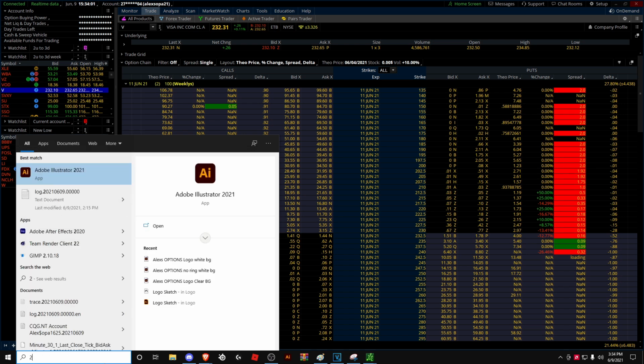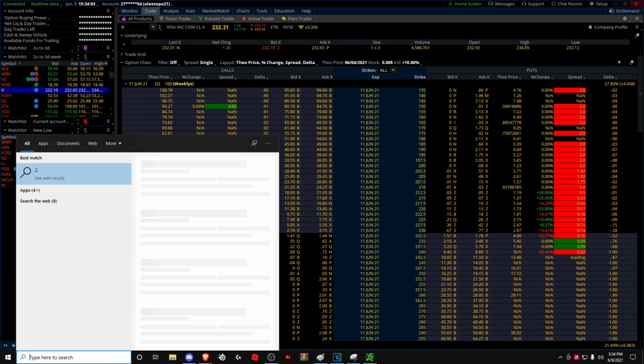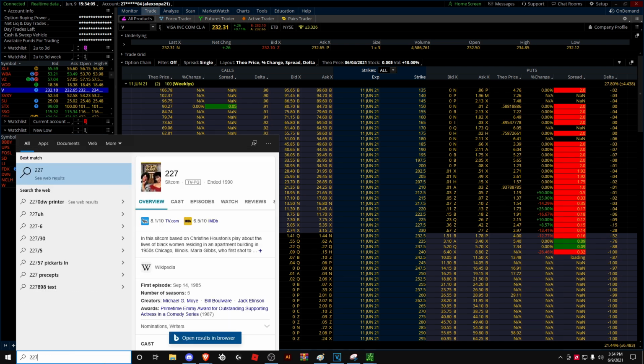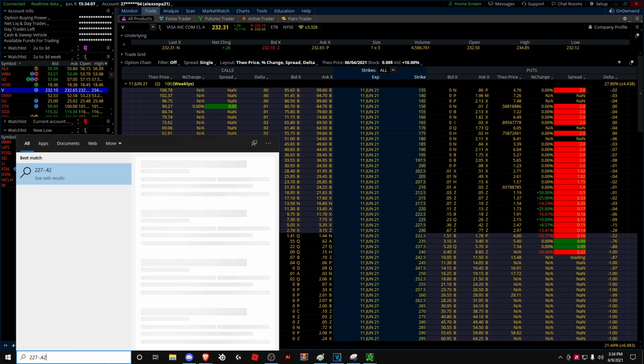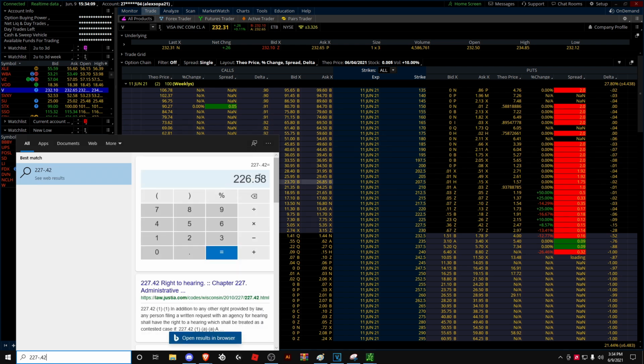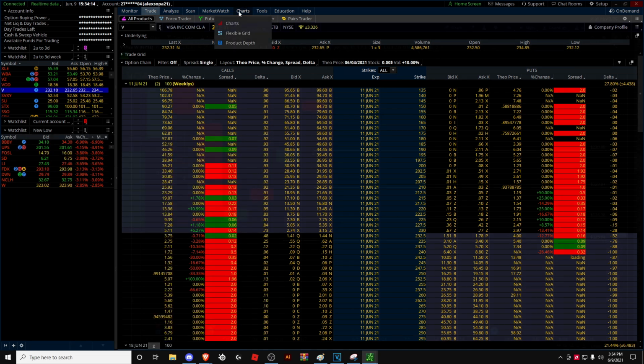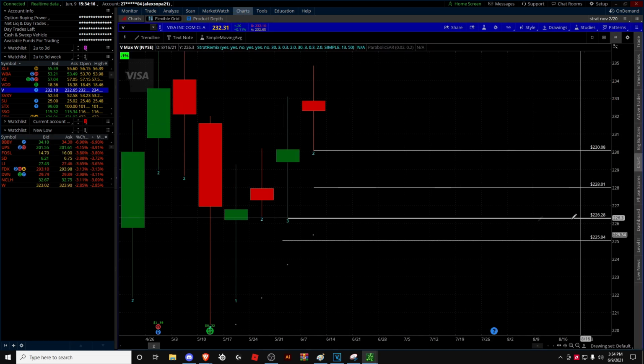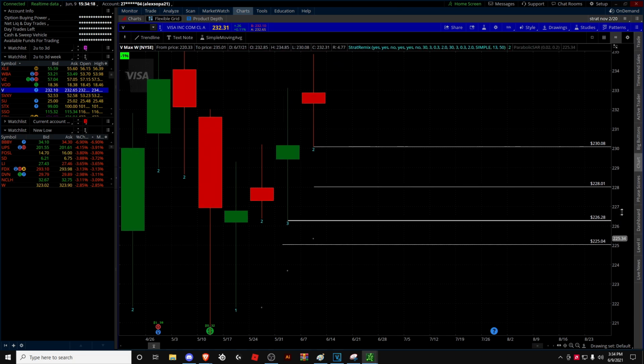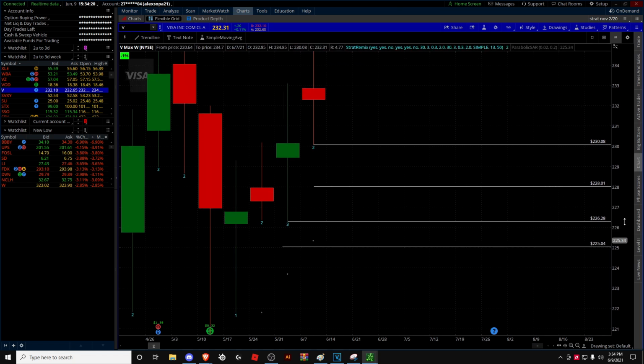So 227.5 minus whatever you paid, so 0.42. So your break even is going to be 226.58. And now that we know that, if we go and look at the chart, we have magnitude down to 226.28, or our target is 226.28.